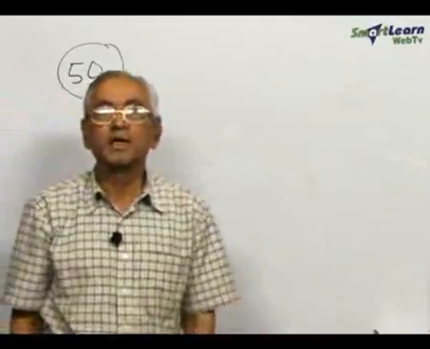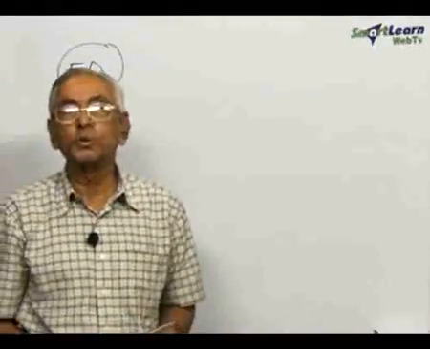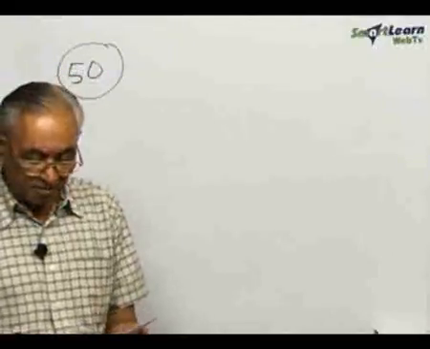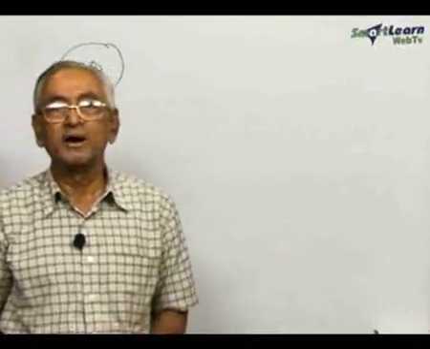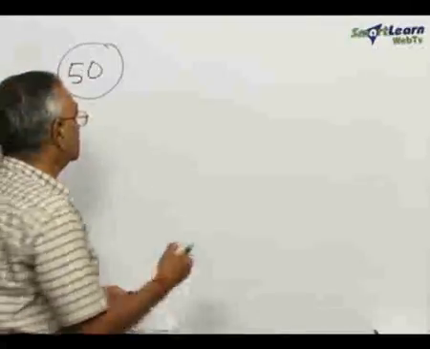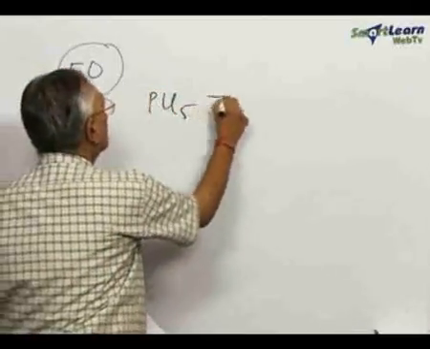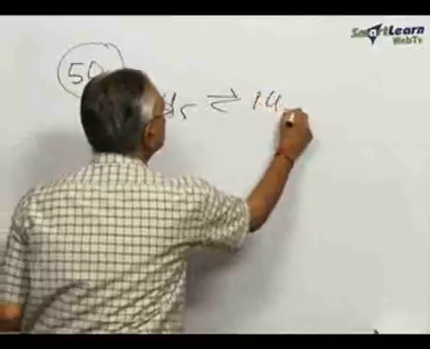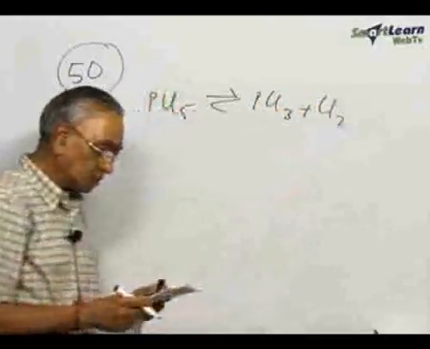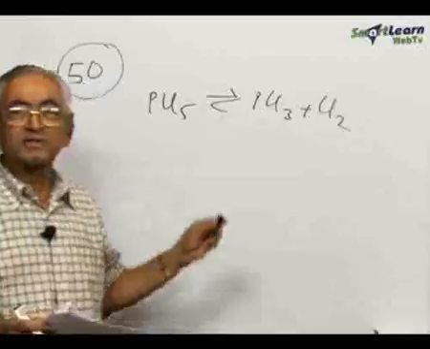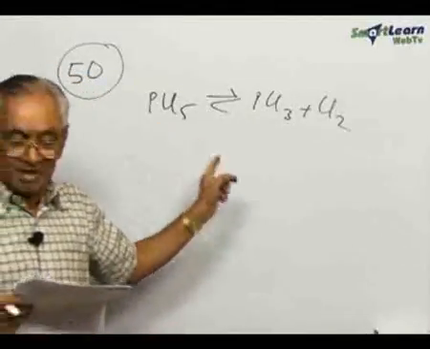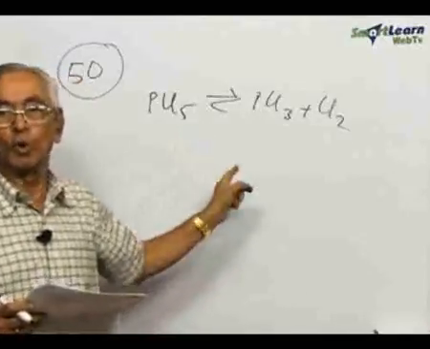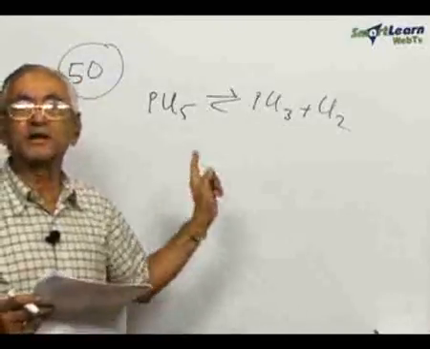The question is from chemical equilibrium, relating to the decomposition of PCl5 to give rise to PCl3 and Cl2. That is given in the question paper itself. PCl5 undergoes dissociation to give rise to PCl3 and Cl2. The data given is the total pressure of the system, P, and the density, rho, and the temperature T.